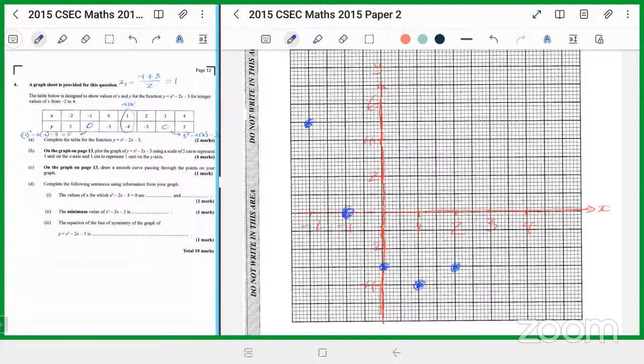Then 3, 0. It's on the x-axis right here. And then 4, 5. Taking us up here. So 4 up to 5. So that would be right here. Those are your points. And you draw a smooth curve through those points, a smile graph.